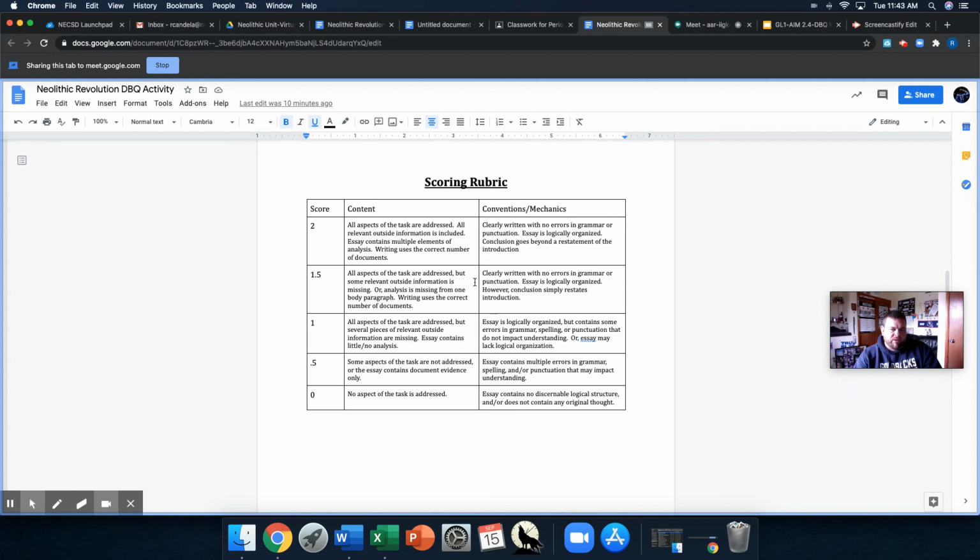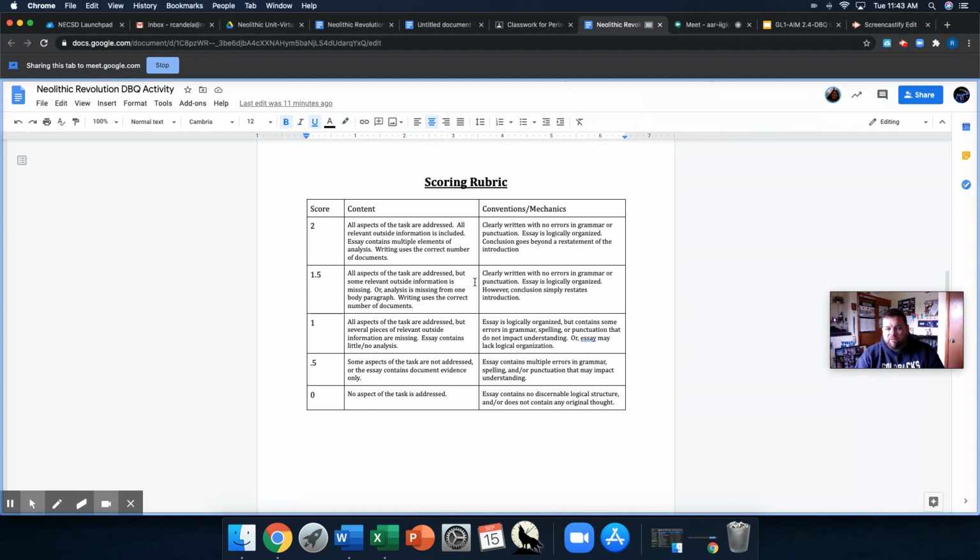1.5, etc. The other aspect of the grading rubric is the conventions and mechanics category. So if you can see, in order to get a score of 2, your essay needs to be clearly written with no errors in grammar or punctuation. The essay is logically organized, which is something else that people mentioned. And the conclusion goes beyond a restatement of the introduction. So you're bringing a little something extra with the conclusion. So that's what you need to do to get a 2.